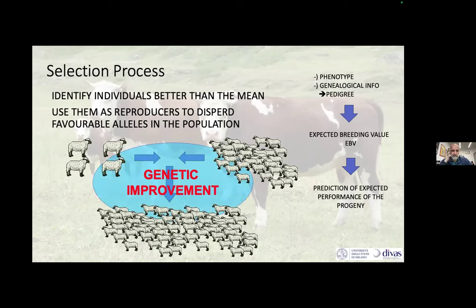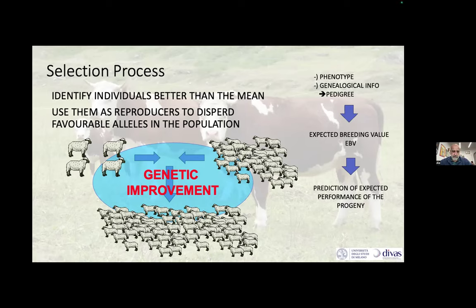It involves several steps, reproduction and use of animals in farms. But the basic information we need is phenotype. We have to record the phenotypes and genealogical information, so pedigree. And this is the basic information to predict the estimated breeding value, what is called EBV. Just a small recap for those who are not part of this business: the EBV is the prediction of the expected performance of the progeny. And this is the additive genetic component. So how good is the genome of an individual in creating a progeny that is better than the previous generation.